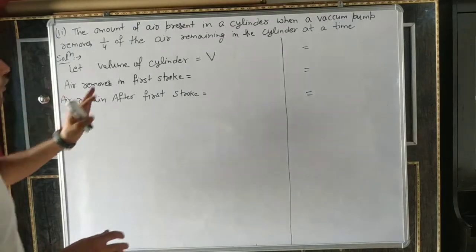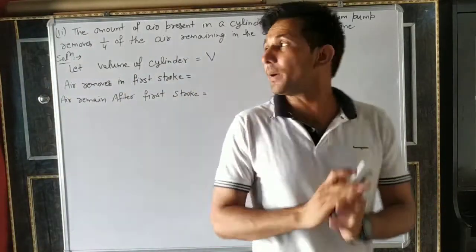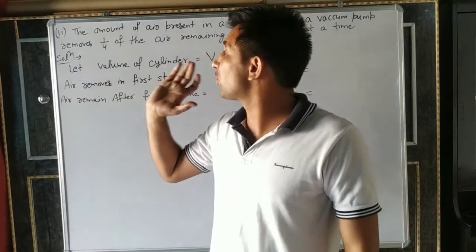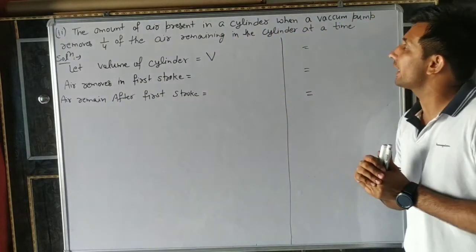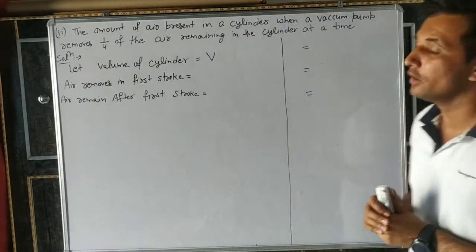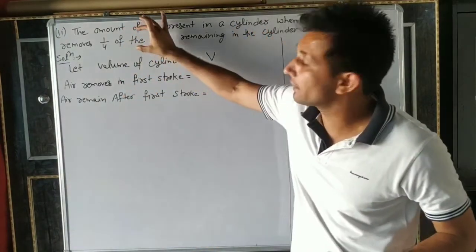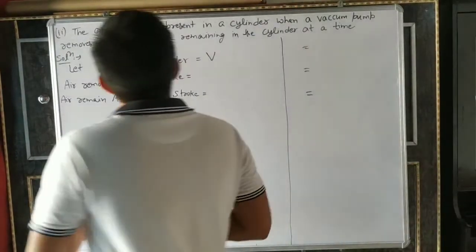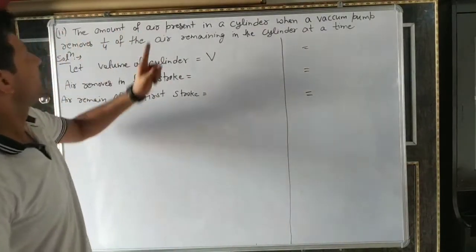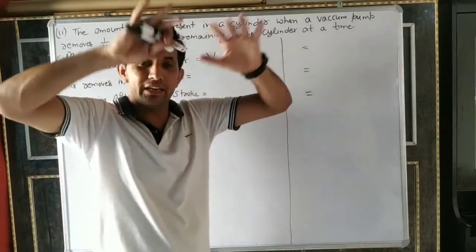The amount of air present in a cylinder when a vacuum pump removes how much? 1/4 of the air remaining in the cylinder at a time. In this question, dear, if you understand the statement of the question, you can solve it very easily. So what is given? The amount of air present in a cylinder. There is some air in a cylinder.